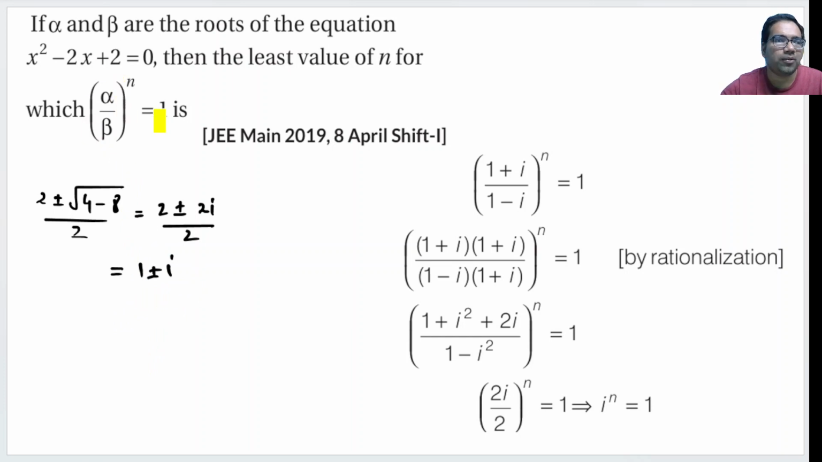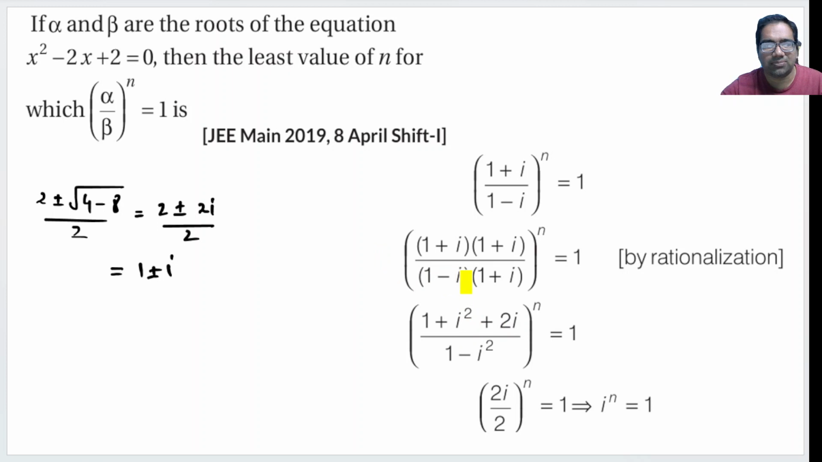Now (alpha by beta) whole power n equals 1, that is what is given. Let us use this: (1 plus i) whole power n by (1 minus i) whole power n equals 1. Let us rationalize the denominator, which means we multiply with its conjugate both numerator and denominator. So (1 plus i) into (1 plus i) by (1 plus i) into (1 minus i). If you do this multiplication, in the numerator, 1 square plus i square plus 2i. This is (1 plus i) whole square.